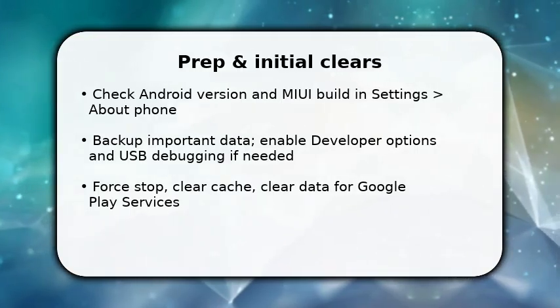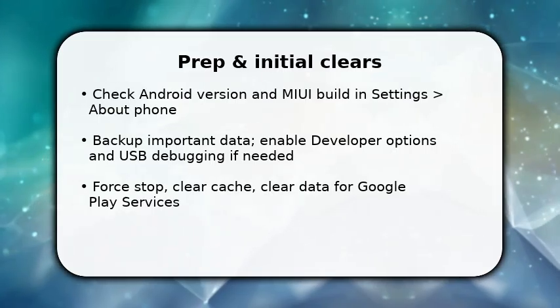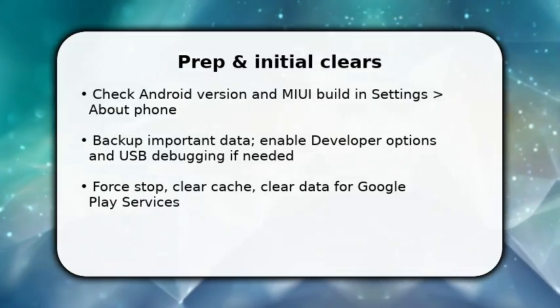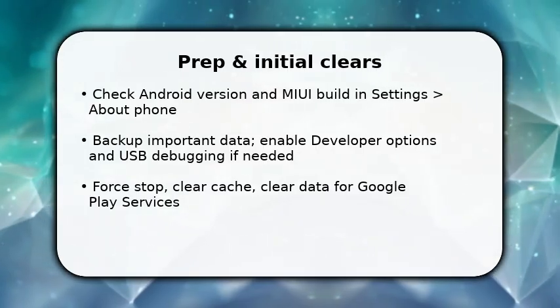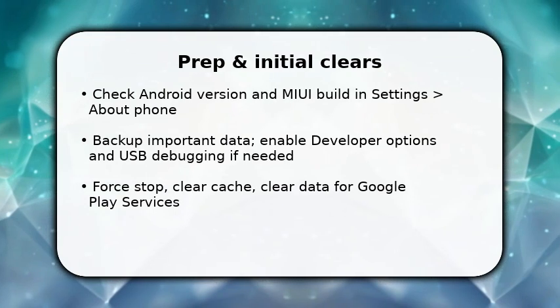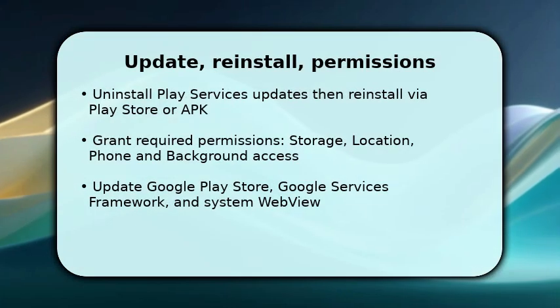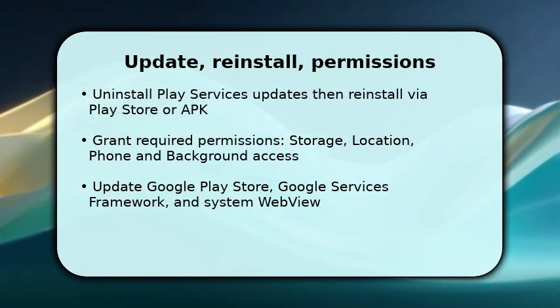Next, go to Settings app's Google Play services. Force stop it, then clear cache and clear data to remove corrupted state. These actions often restore basic functionality and prepare the system for deeper fixes. Now proceed into the middle fixes where the core issues usually live.